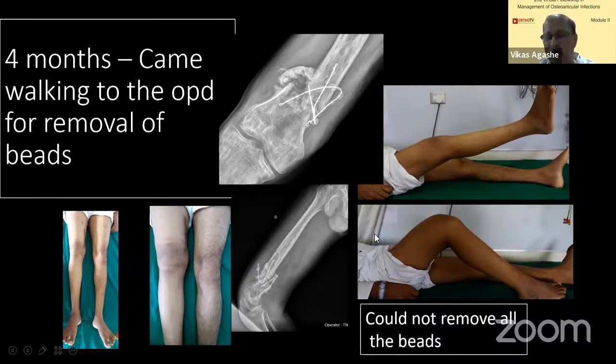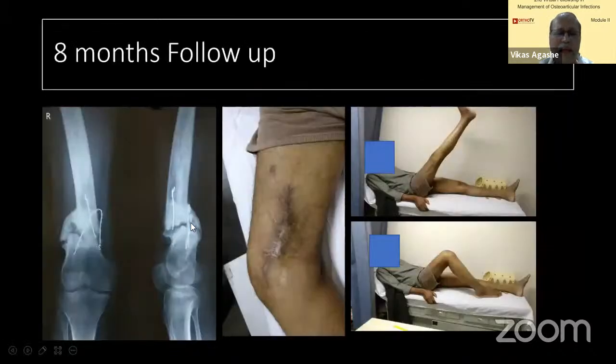Here you can see he's able to raise his leg, and at that time the whole thing was engulfed in callus. So I just could not take out the posterior beads. Could take out a few beads. This is 8 months follow-up.